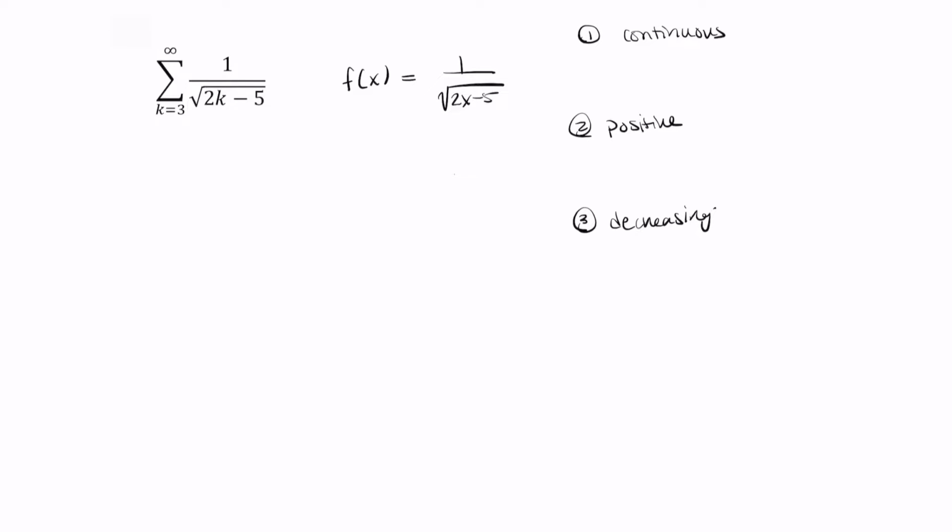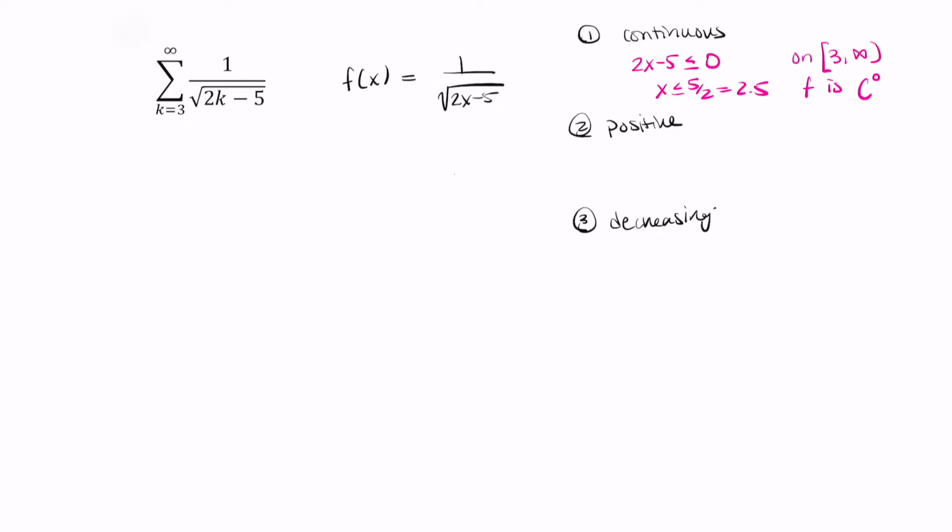Well, let's start with continuity. The only discontinuity here exists when 2x minus 5 is less than or equal to 0. And that only occurs when x is less than or equal to 5 halves, which is just 2.5. And you notice we start here at 3. So on 3 to infinity, f is continuous. I'm going to use a little shortcut here and just write a C with that degree symbol.